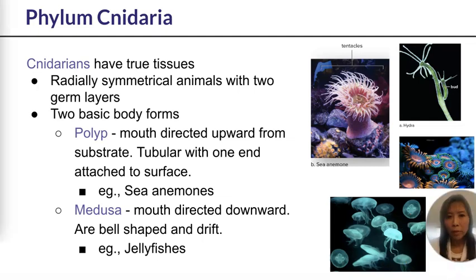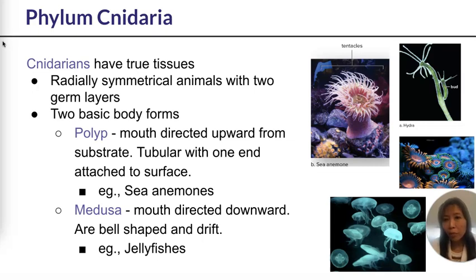but they are radially symmetrical animals with 2 germ layers. So what do we mean by radially? That means that these animals are symmetrical when we cut them on a plane. It's not bilateral, but it's radial, which means that we can cut them and start seeing some symmetry in a more circular dimension. And then I mentioned that there are 2 germ layers. So we're starting to observe the ectoderm and the endoderm.